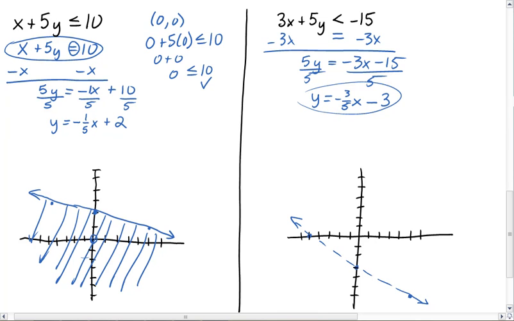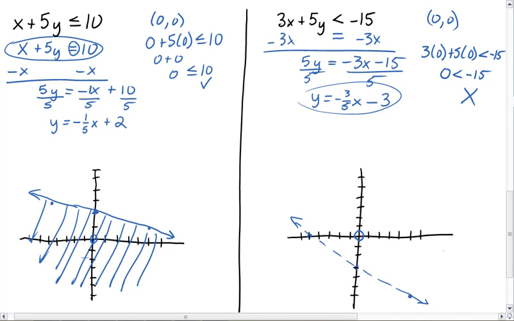Okay, so now we need to test a point to find out if I should be shading above or below. So let's try 0, 0, because that's an easy point. Do you have to use 0, 0? Absolutely not, but it's going to be a heck of a lot easier if you do. So here we go, 3 times 0 plus 5 times 0 is less than negative 15. That will give me 0 is less than negative 15. Is 0 less than negative 15? No, it ain't, which means that 0, 0 is not a solution and should not be shaded.